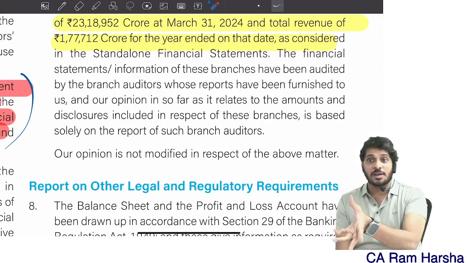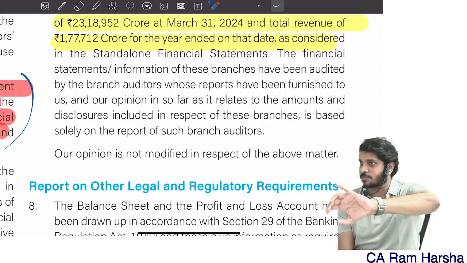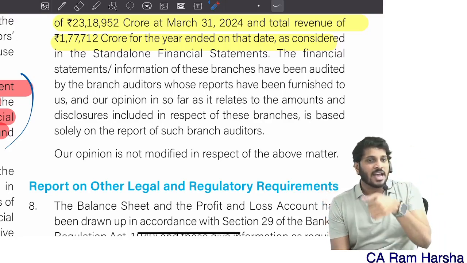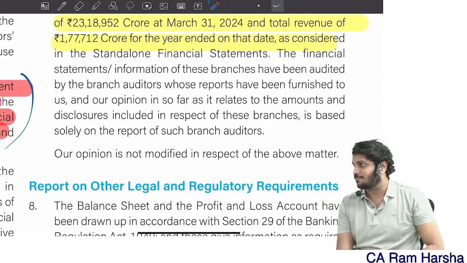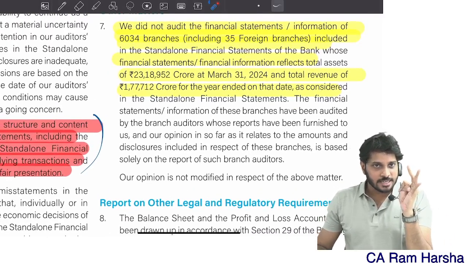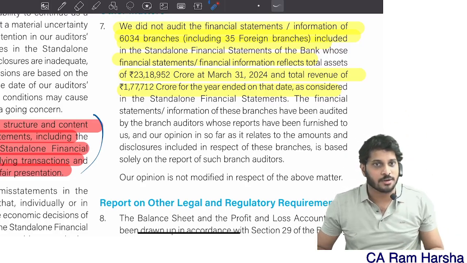What do you mean by 6,000 branches? You will not understand the impact. No. So I'm telling you how much of total assets and total revenue belongs to the 6,000 branches. This is audited by other auditors, and our opinion on total financials is based upon these reports. Clear? That's it. So with this 600 is over, 299 over, 700 over, 705, 706. 5 standards are over. Clear? Next.